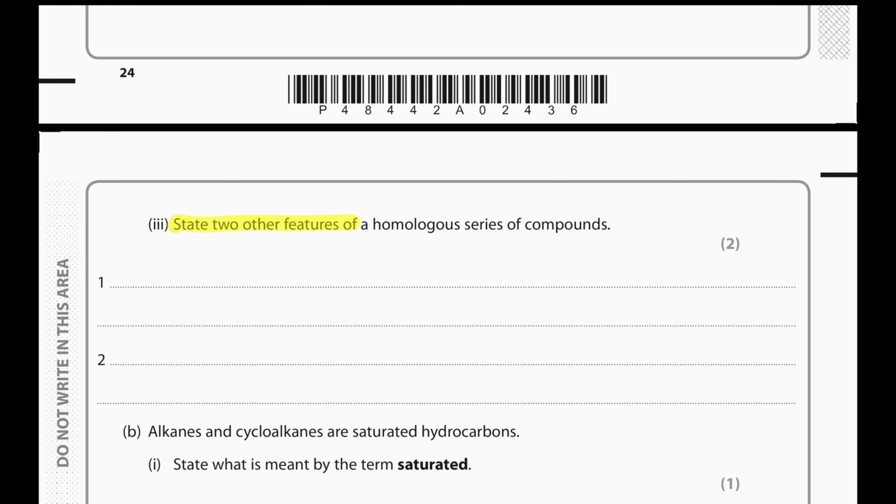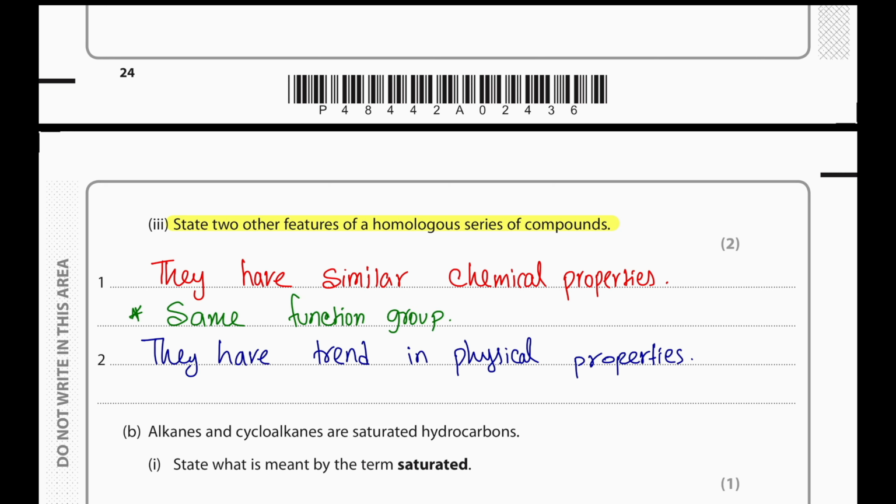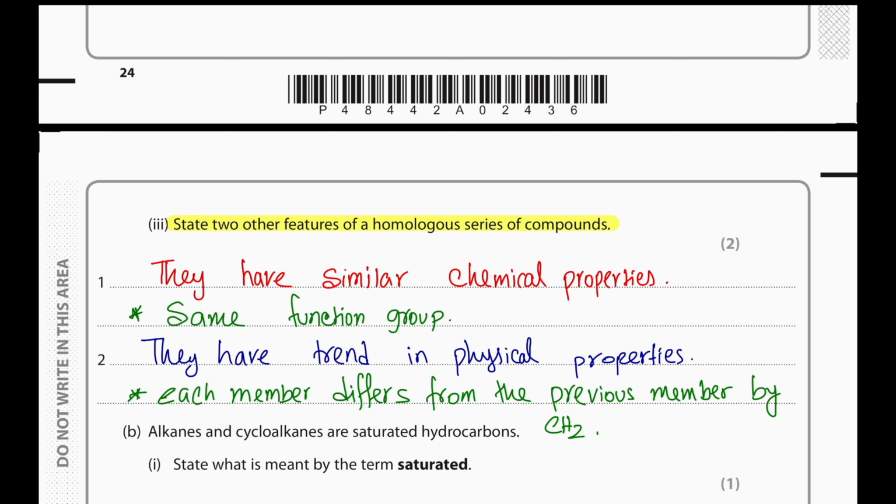State 2 other features of homologous series of compounds. When we answer about homologous series of compounds, we say that they have similar chemical properties. They're not the same, they're just similar. Then they have graded physical properties, for example, a trend in physical properties. We can also say that they have the same functional group. We can also say that each member differs from the previous member by a CH2.